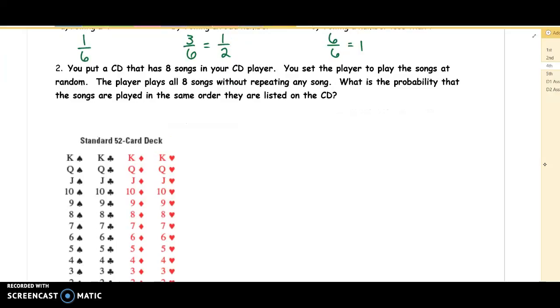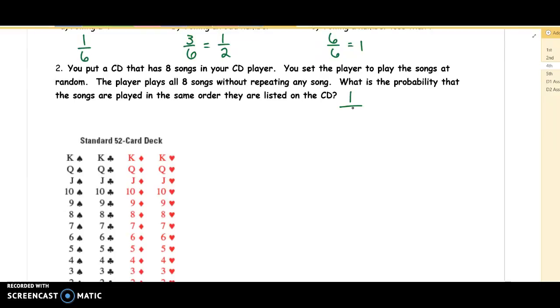You put a CD that has 8 songs into your CD player. You set the player to play the songs at random. The player plays all 8 songs without repeating any song. What is the probability that the songs are played in the same order that they are listed on the CD? There is one way for those songs to play in order, numbers 1 through 8. So 1 over something.